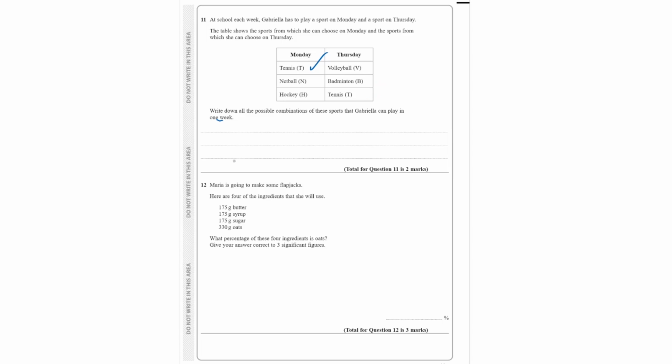So we can simply write this as she can play tennis on Monday and volleyball on Thursday. She can play tennis on Monday and badminton on Thursday. She can play tennis on Monday and tennis on Thursday. We do that all over again if she decides to play netball on Monday. So we simply have netball and volleyball, netball and badminton, netball and tennis. Now all over again if she chooses hockey on Monday. We have hockey and volleyball, hockey and badminton, hockey and tennis.